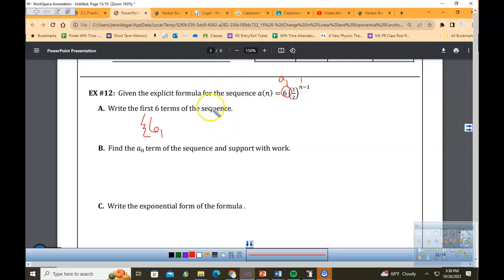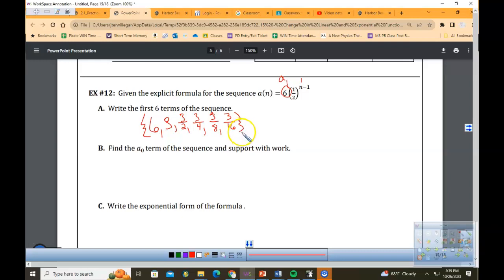Now, from here, I could plug each one in, but I'm just going to say, what's 6 times a half? 3. What's 3 times a half? 3 halves. What's 3 halves times a half? Multiply the bottom by 2, right? 3 fourths. What's 4 times 2? 8. Because that's what I'm doing, multiplying the bottom by 2. What's 8 times 2? 16. That's my first 6 terms.